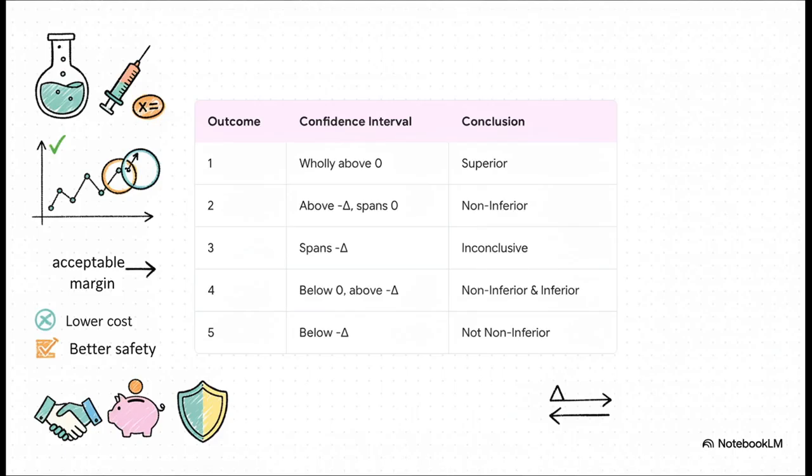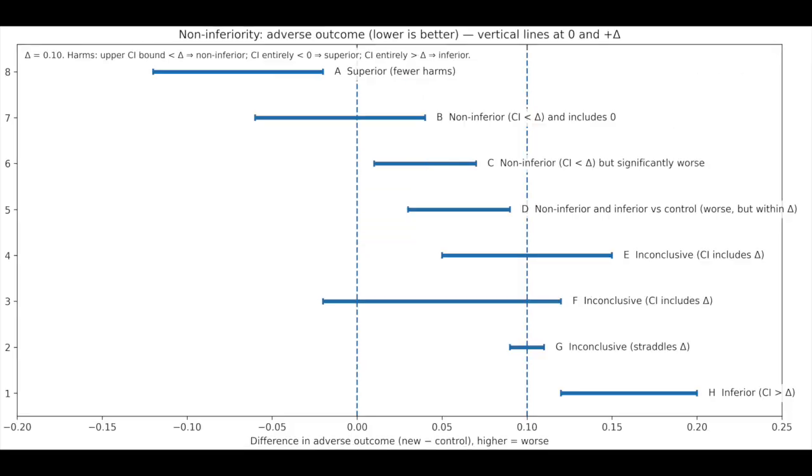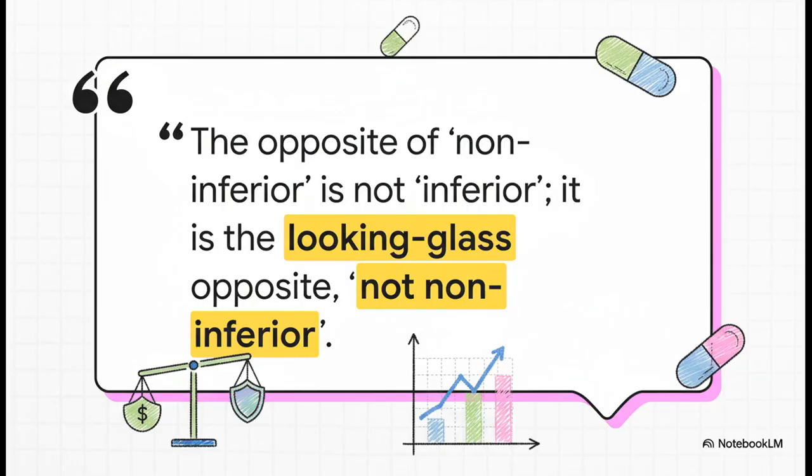If the entire bar is above 0, hey, congratulations, your drug is actually superior. If its lower end stays above your margin, minus delta, but it crosses 0, boom, you've hit your goal. You are non-inferior. But if any part of that bar crosses your margin, your result is inconclusive. And get this, check out outcome 4. It's totally possible to be both statistically inferior and clinically non-inferior at the exact same time. Wild, right? This quote just nails the bizarre logic we've been talking about.